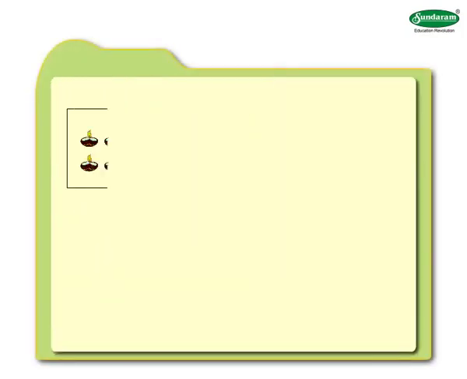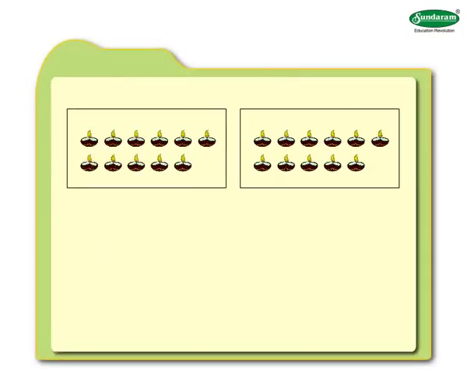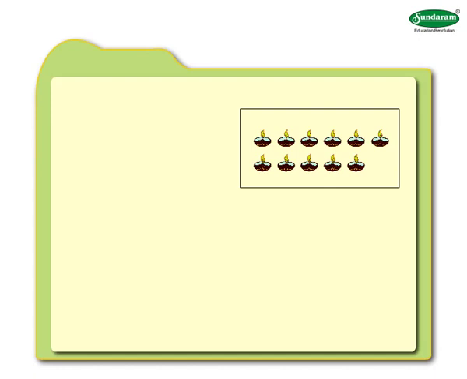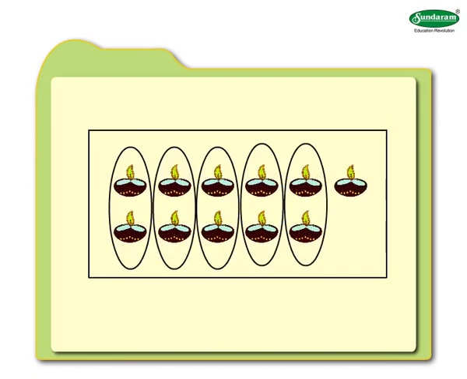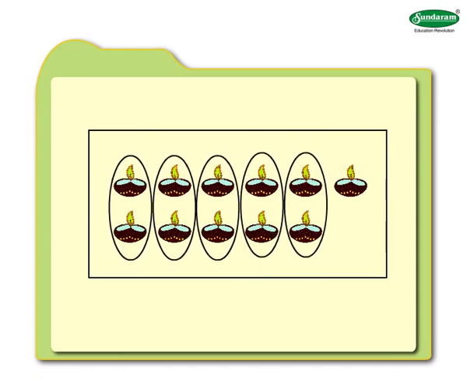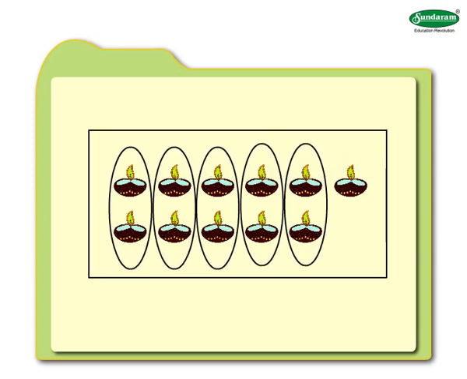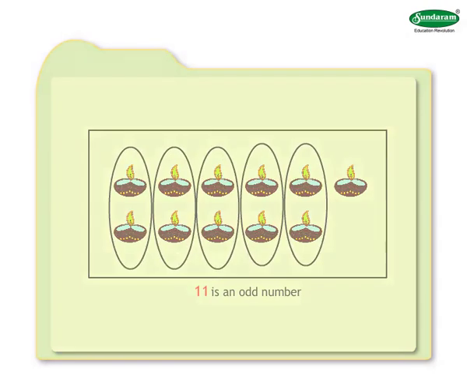Now, look at the collection of 11 lamps. Let us now make groups of 2 each from the 11 lamps. We can see that after making groups of 2 each from the 11 lamps, one lamp is left over. Hence, 11 is an odd number.